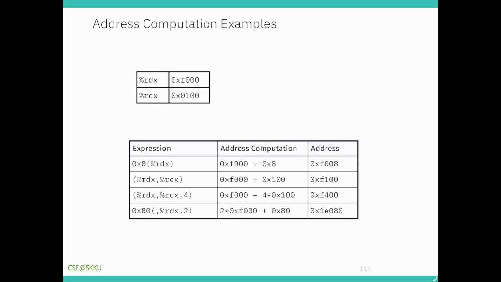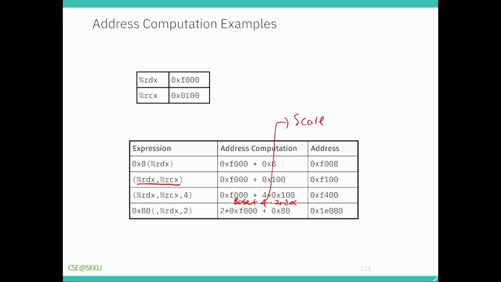In the first example, using RDX as a base, we want to access the base plus 8. You can also use two registers. One is used as a base, one is used as an index, and together they form F000 plus 100. So RDX RCX 4 implements base plus 4 times index, where 4 is used as a scale.